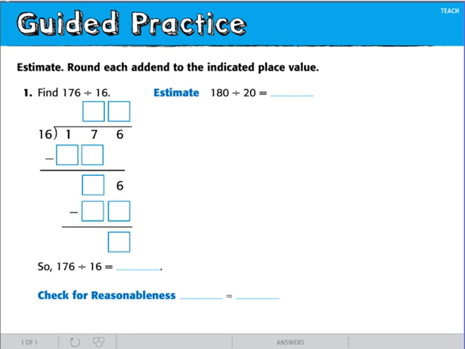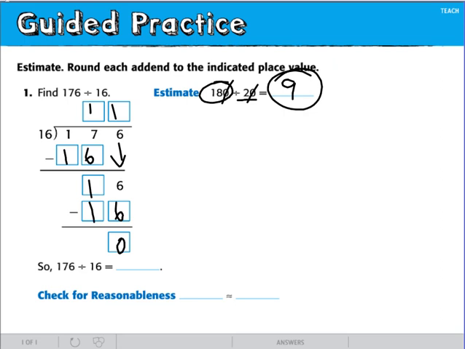Our guided practice. We need to find 176 divided by 16. So we have 180 divided by 20 as our check. 2 goes into 18 9 times. So 9 is our estimate. Okay? So over here, 16, 17. 1 time, correct? 16. So boom, we bring down our 6. We have 16 again. So 176 divided by 16 is 11. We're going to check for reasonableness. Is 9 about 11? Yes, it is. So that is fine.